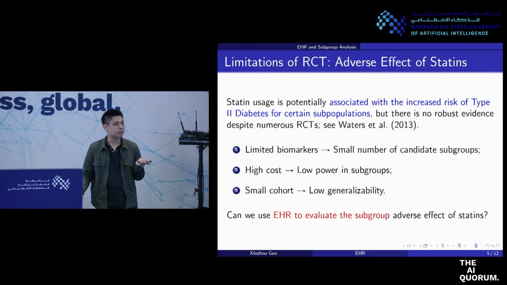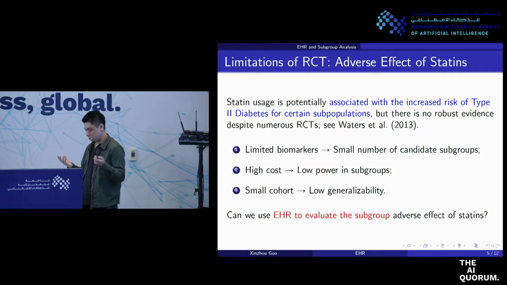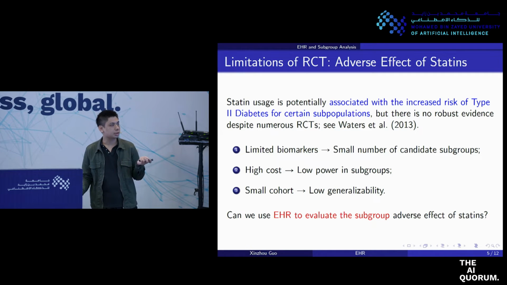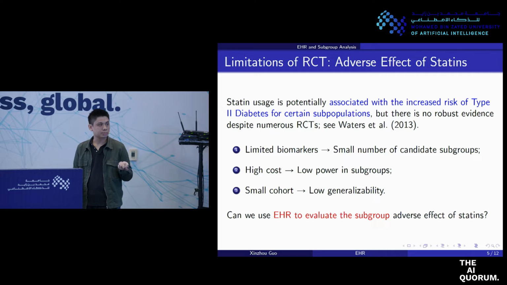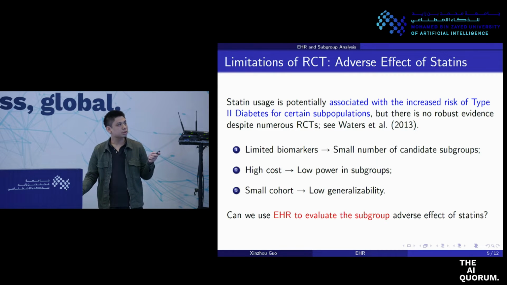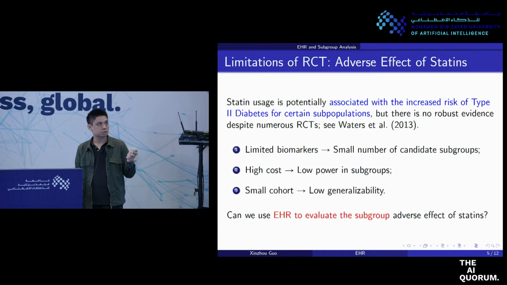And the third is about the generalizability of randomized control trials. As we all know, randomized control trials might not be representative of the real-world patient demographic information. So in this case, people might argue, even if you find some adverse effect, can it be generalized? Is it trustworthy evidence? With respect to all these limitations of using randomized control trials to analyze subgroups, a very natural idea is, can we use the EHR?